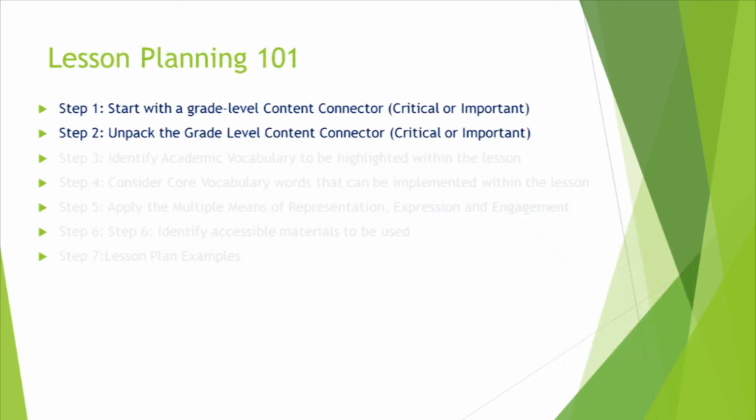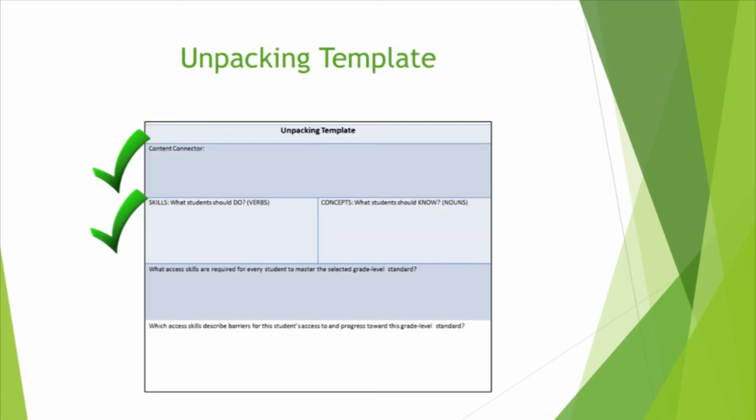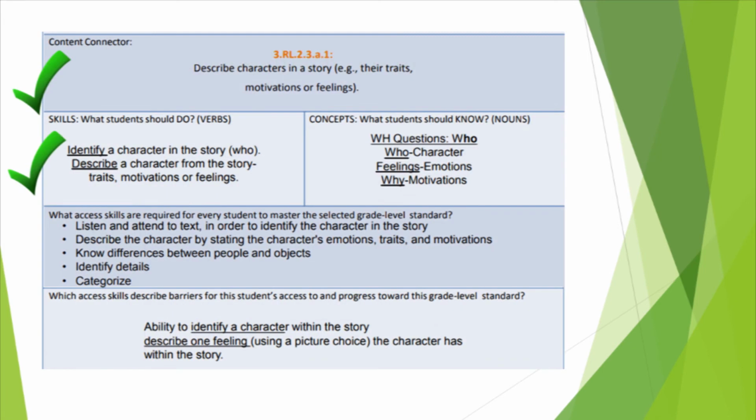After selecting a critical content connector, it is important to unpack the content connector to determine what skills and access points are for all students. This unpacking template walks you through the unpacking process for an individual content connector. You begin by listing the specific content connector, then identifying the skills and concepts within the content connector. The skills indicate what the student should be able to do, and the concepts refer to what the student should be able to know. Let's review the unpacking process together.